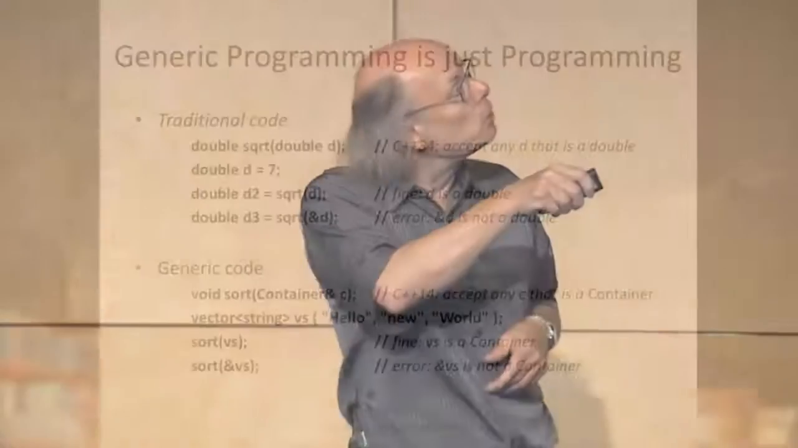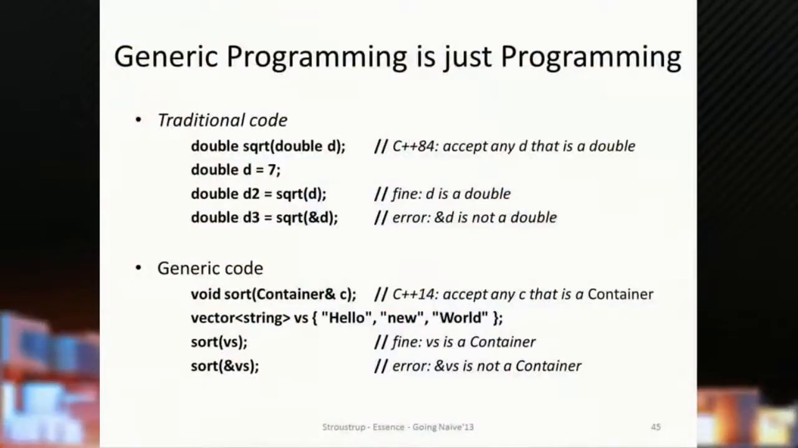So here's what I like. Here's some traditional code. We have a square root of double, returns a double. We have a double, we call the square root of double with a double. Everything is fine. That's what we learned in some version or other on day one of our programming class. And if we give square root something that isn't a double, in this case a pointer to a double, we get an error at compile time, right there, simple, straightforward. We all understood that very simply.